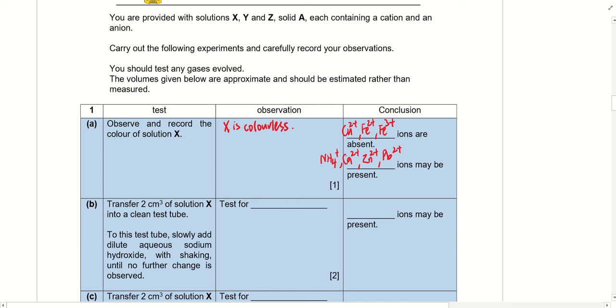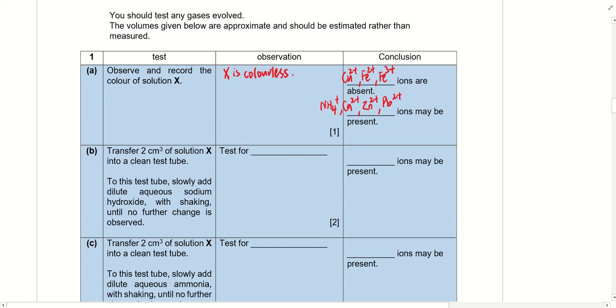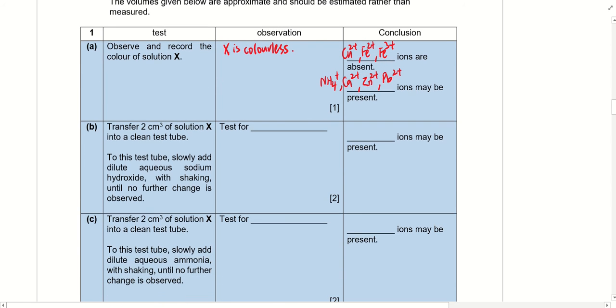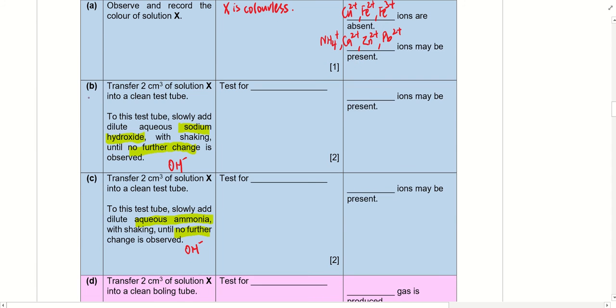Then the next part is that we are going to do part B and part C. For part B, you are adding sodium hydroxide until no further change, and for part C, you are adding aqueous ammonia until no further change. So in these two experiments, you are introducing OH-. I hope you can recall that these two are testing for cations. Write it down so that you can remember.